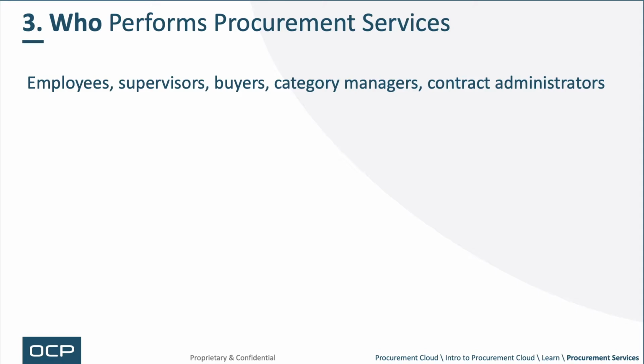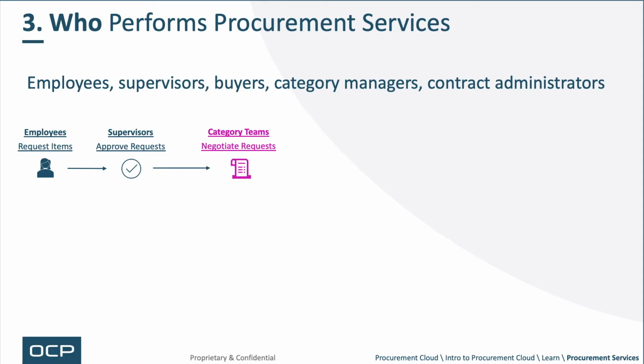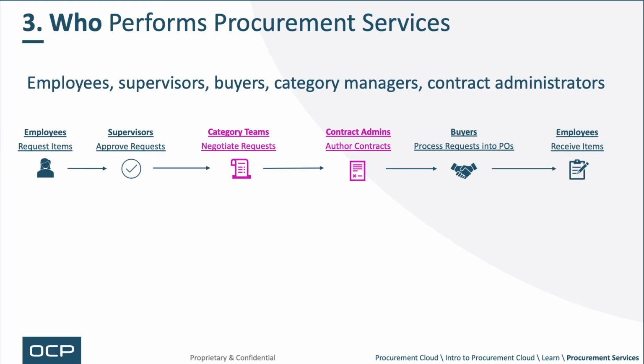So let's take a quick walk through what that looks like. Employees request items. Supervisors or even commodity owners review and approve those requests. Category teams then negotiate those requests given business rules, of course. Contract admins author contracts related to those negotiations. Buyers process the requests into POs, linking or not linking to contracts, based again on business terms or rules. Employees receive the items which they requested and purchased.